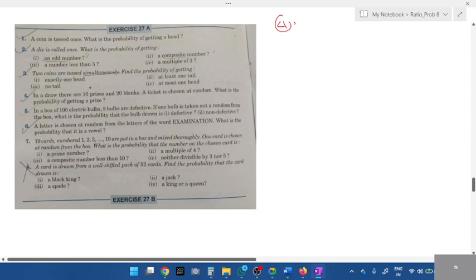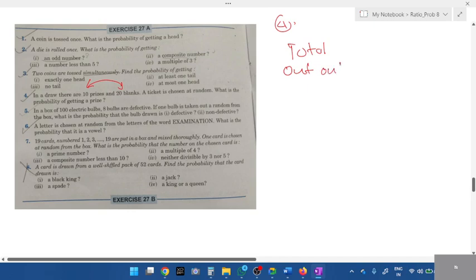20 blanks. So add both. Total how many values are there? 10 prize and 20 blanks. Total? Yes, total outcomes. For all the questions, just add everything, students.